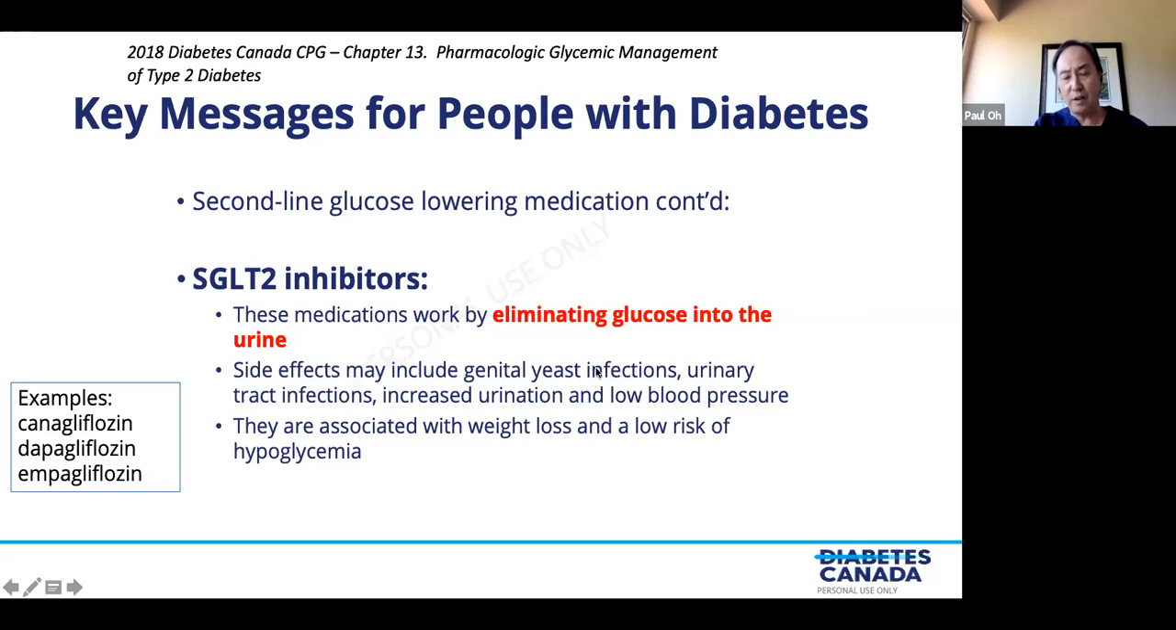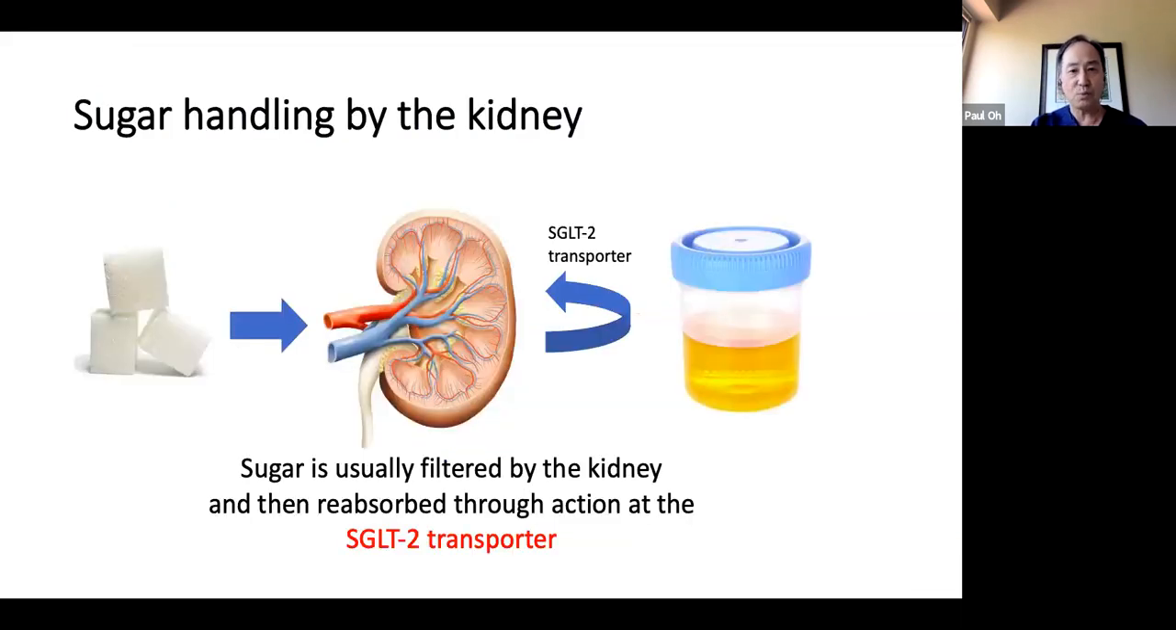Nobody wants to develop yeast infections. They're manageable with medications that can deal with yeast, but they may occur. They are associated with actually some loss of weight, so that can be quite positive. They are associated with a very low risk of hypoglycemia, so they can be quite positive in this way.